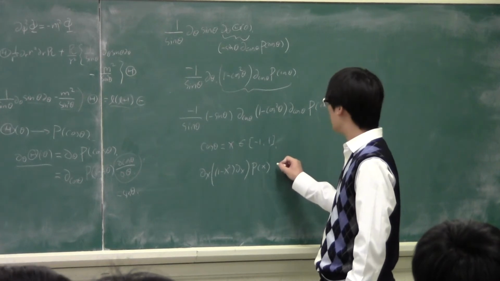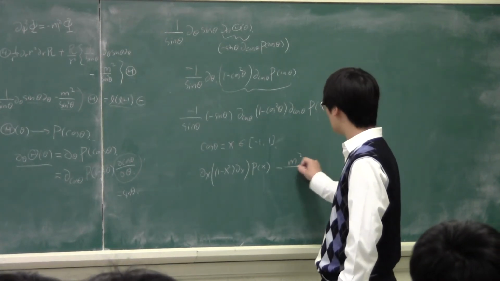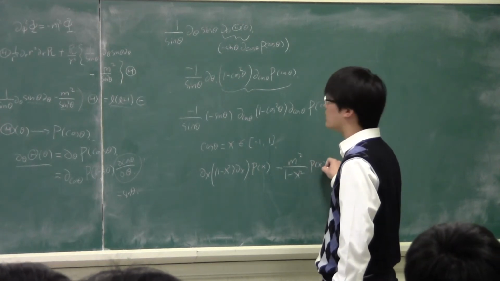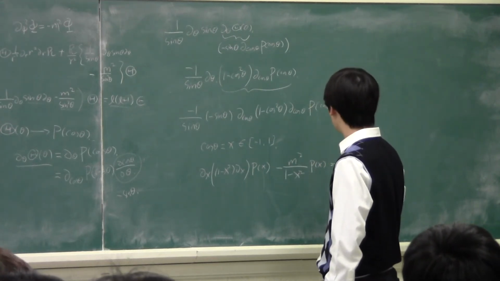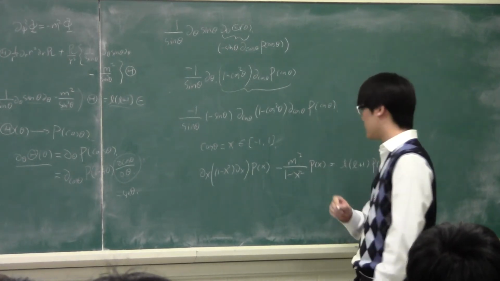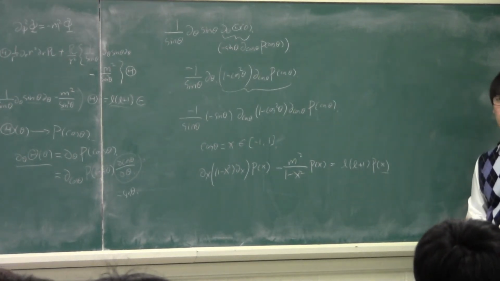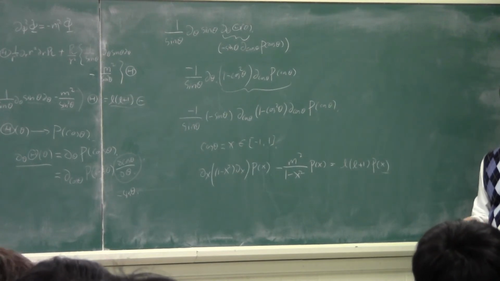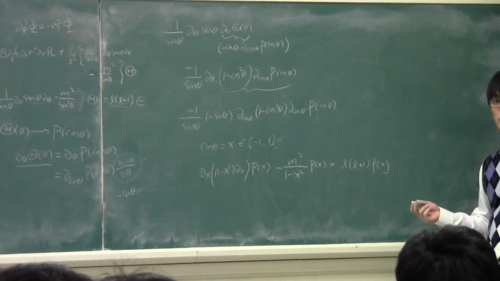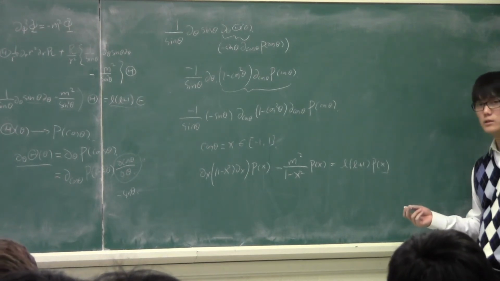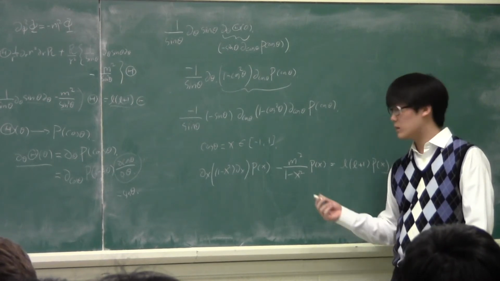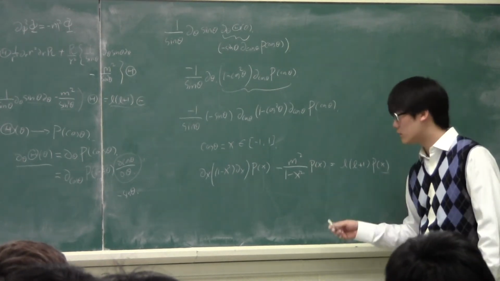This is minus m squared over 1 minus x squared, P of x, equal to l times l plus 1 times P of x. Okay. So now if you search online, this is called the associated Legendre function equation. And the solution will be dependent on two integer values, right? The m and the l.